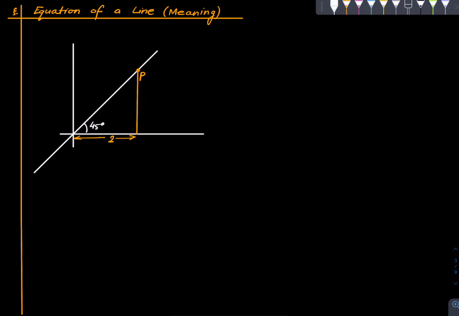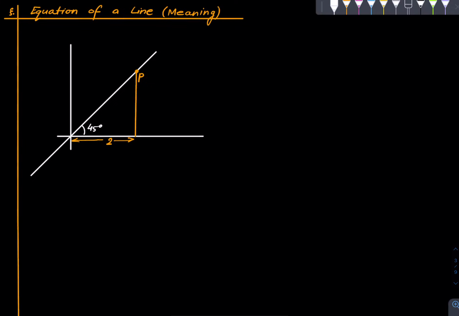So this is what is meant by the equation of a line. y equals x describes perfectly every point on this line. Meaning the set of points on this line are precisely those points where the y coordinate equals the x coordinate. That is the meaning of the equation of a line. If you want to write the set of all the points on this line, it would be written this way.